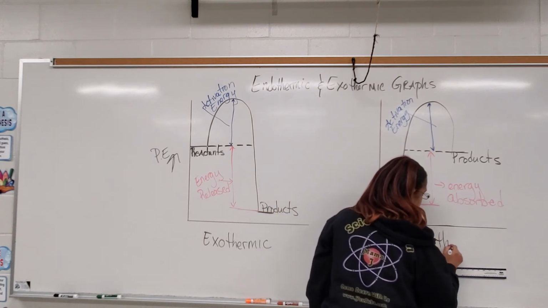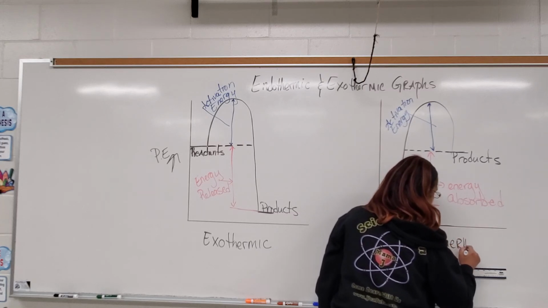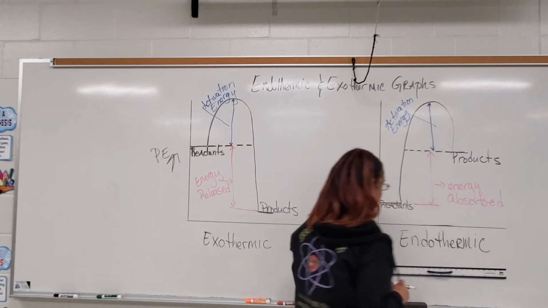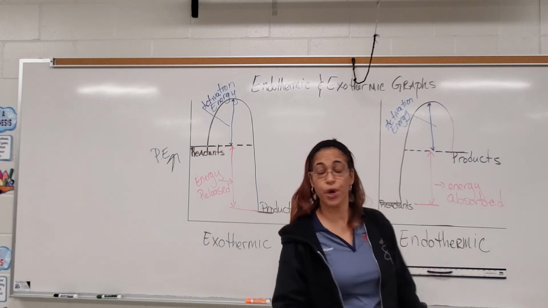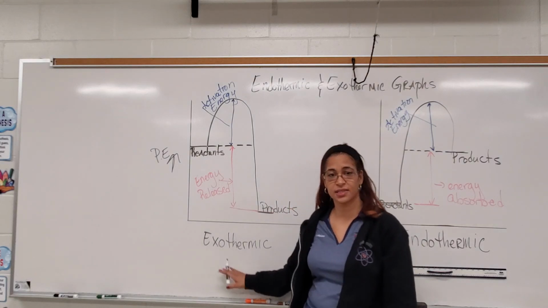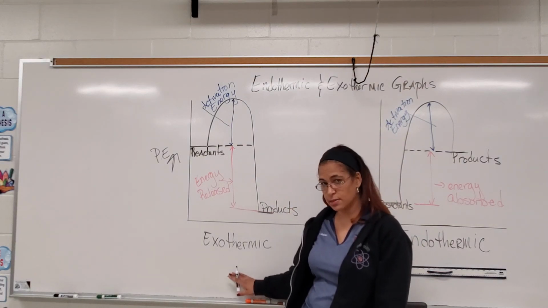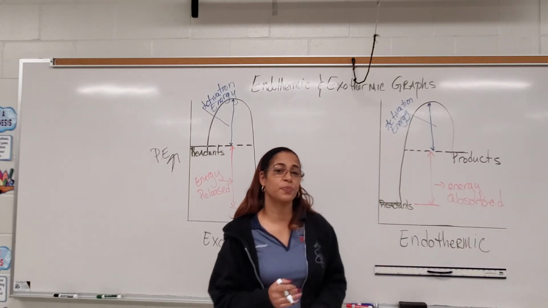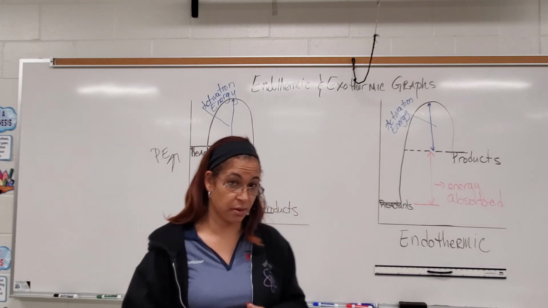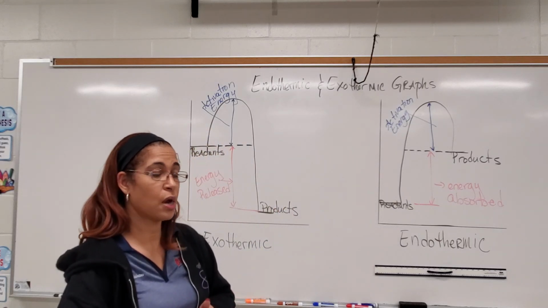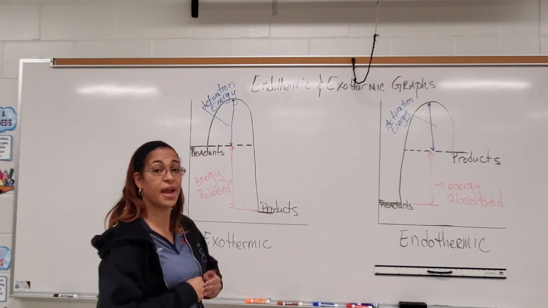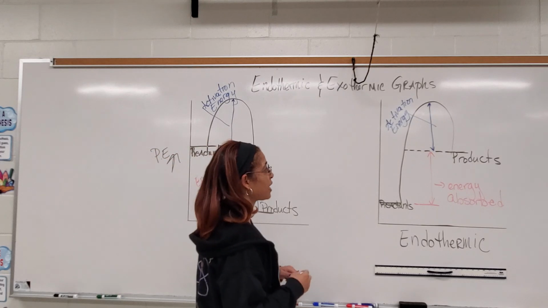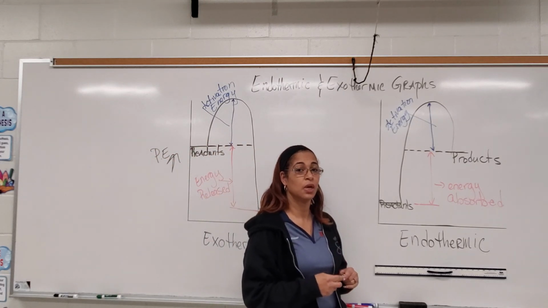Now, the way I like to remember endothermic versus exothermic: endo, enter; exo, exit. Energy exits the system in exothermic, energy enters the system in endothermic. So I hope this helped you understand a little bit about endo and exothermic reactions, what happens during them, and what an activation energy is.